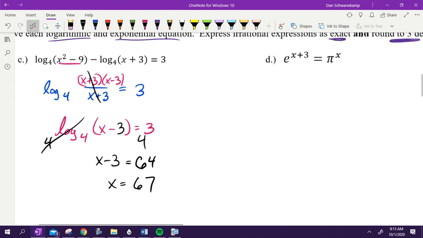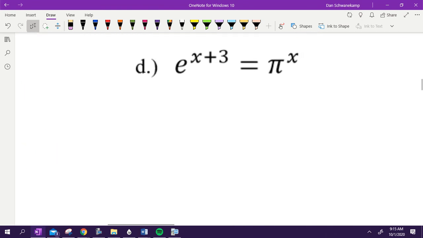Let's look at the next one. I'll do it kind of quickly here. We just did one very similar in Bellwork. e to the x plus 3 equals pi to the x. I'm trying to get x by itself. Right now, x is in both exponents. What can I do to try to make this easier?